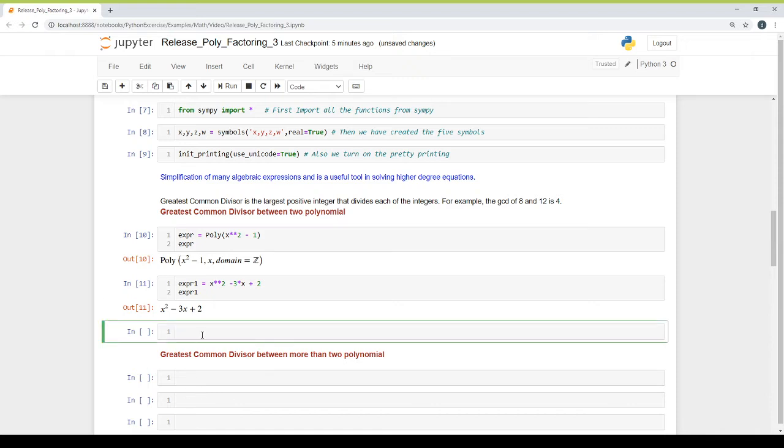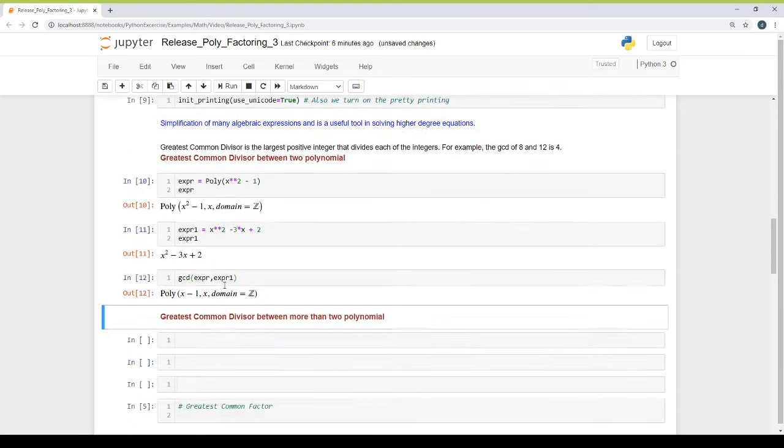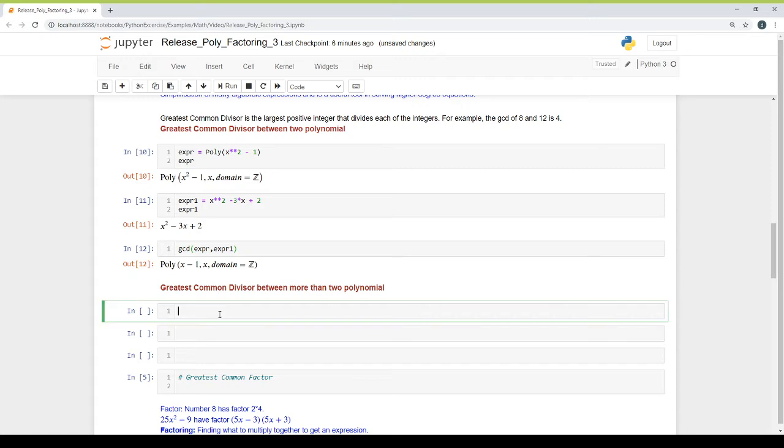Now the GCD, the greatest common divisor between the two polynomials, is GCD of expr comma expr1. Shift enter, that is x minus 1. X minus 1 is the polynomial which is the greatest common divisor of both of these polynomials. Now the greatest common divisor between more than two polynomials. For that we will use the method GCD list.